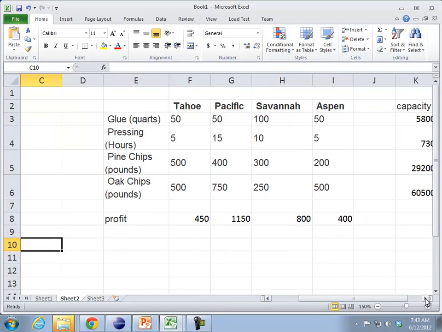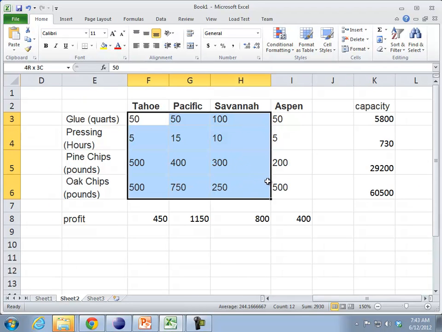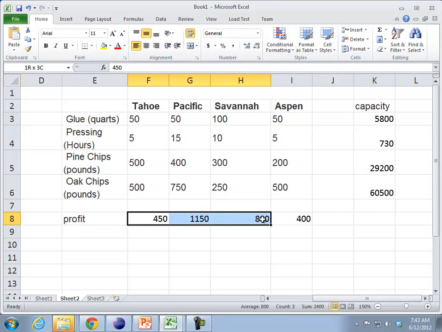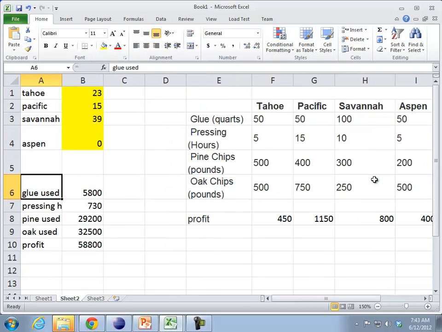What we have over here on the right is, at first, this part here is just a repeat of what's in the case. I've added a line to show the profit that you make on each part for Tahoe, Pacific, Savannah, and Aspen. And I've added a column on the far right to say this is what the capacity, the total amount of glue, pressing hours, pine chips, and oak chips are that we have.